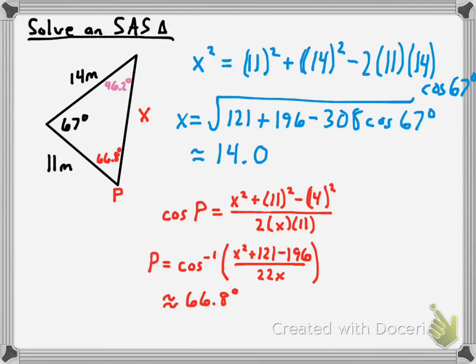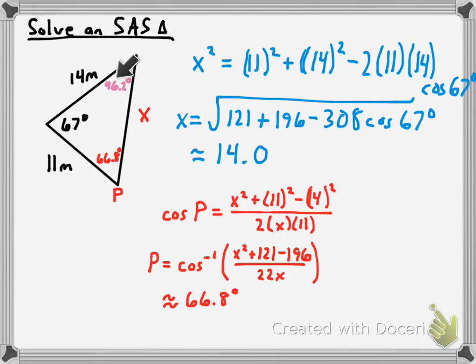So in a side angle side triangle, the first thing you do is use the cosine rule to find the third side length. And then you use either the cosine rule, which is preferred, or the sine rule in order to find the next missing angle.